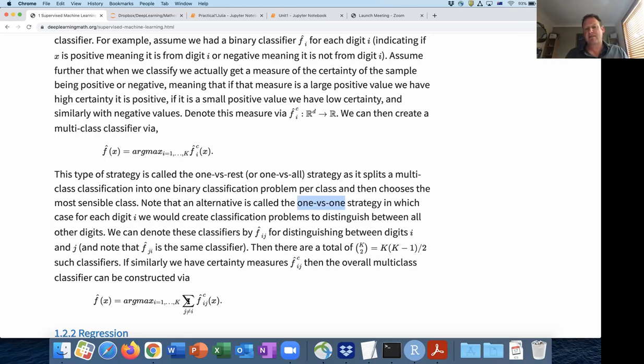And then that classifier would create the multi-class classifier as follows. It would sum up, for all of the j's that are not i, the certainty, and it would choose the most certain i. But we won't really use this strategy. It's simply here for completeness, because we've spoken about one versus rest. So it's also good that you see the other way you can do it, which is one versus one. Okay, any questions about this?